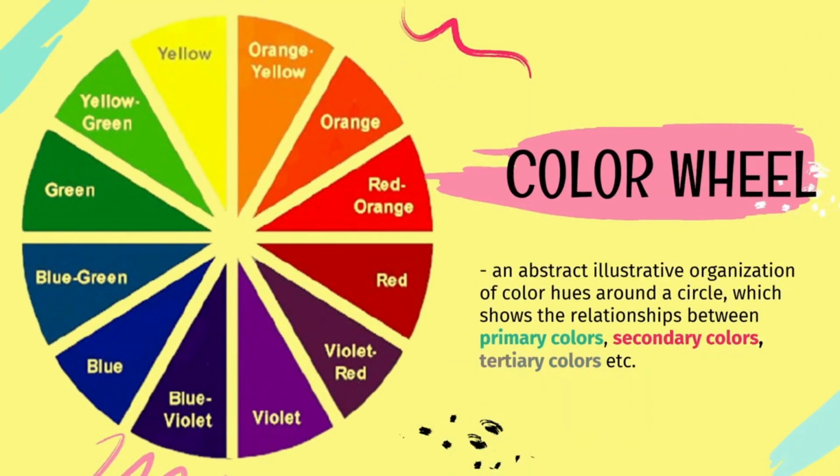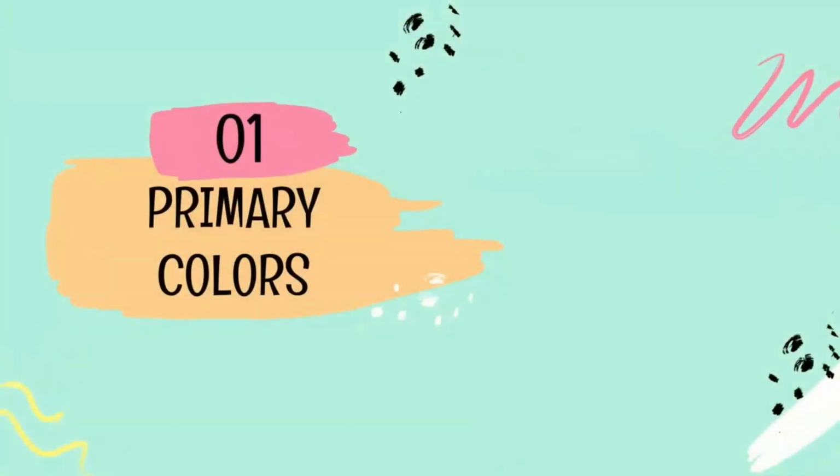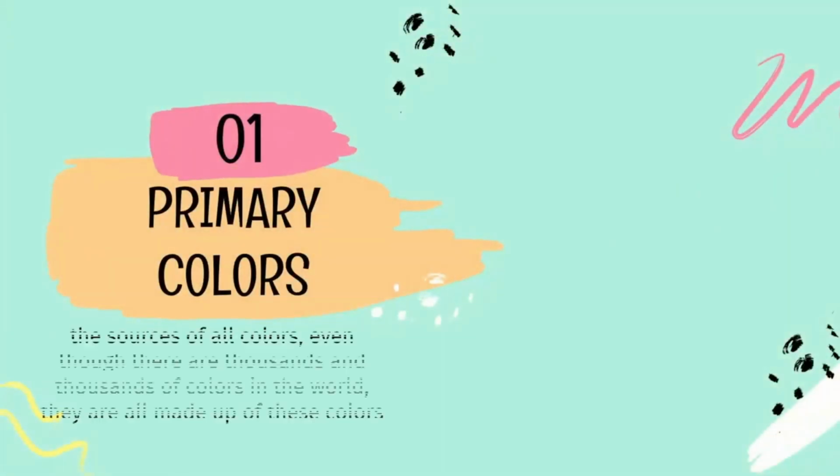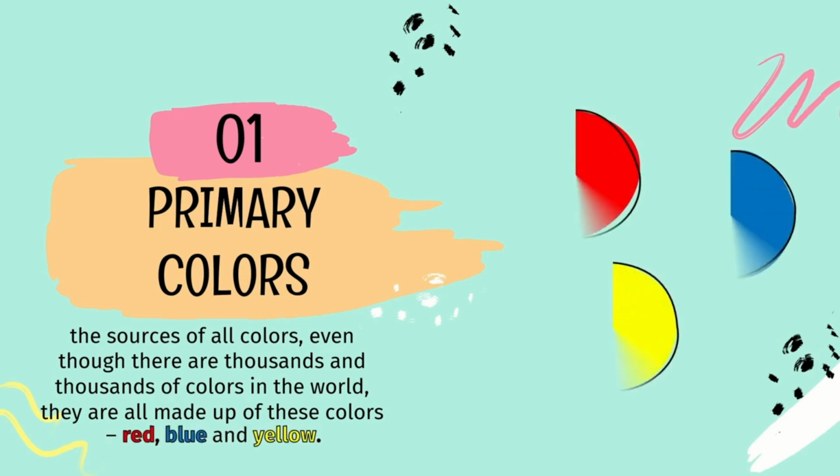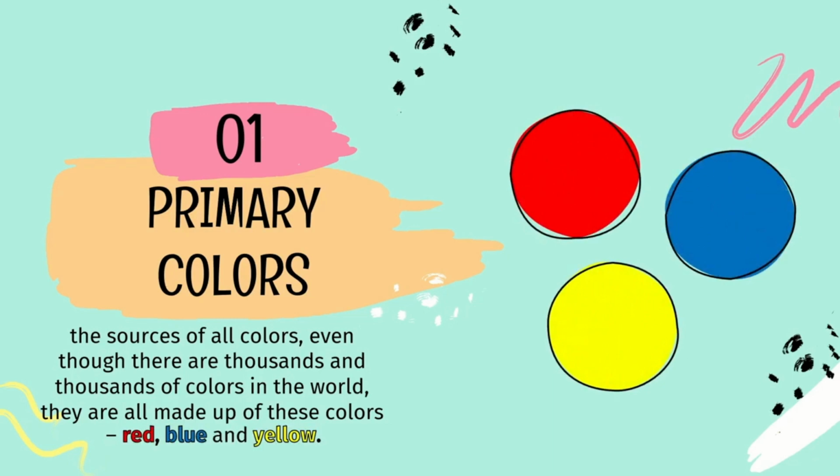Color wheel. It is an abstract illustrative organization of color use around a circle which shows the relationship between primary colors, secondary colors, tertiary colors, and etc. First is the primary colors. They are the sources of all colors. Even though there are thousands and thousands of colors in the world, they are all made up of these colors: red, blue, and yellow.